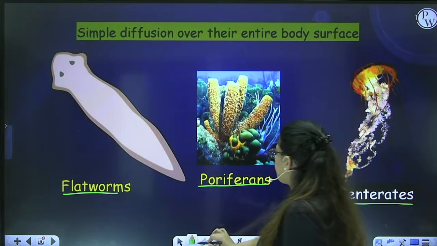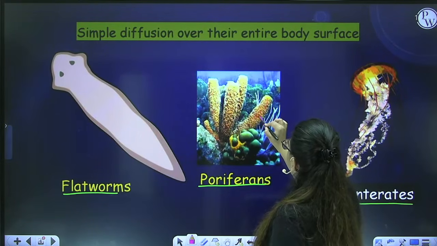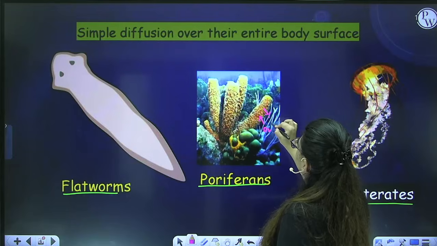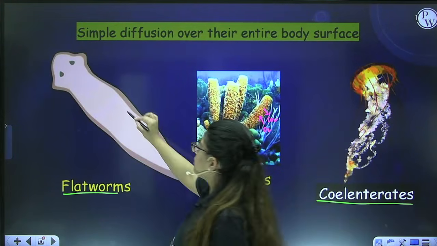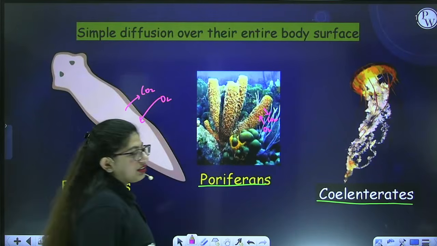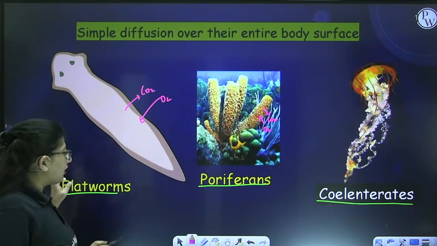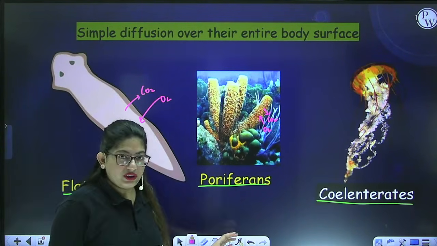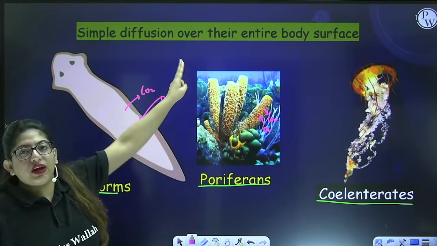For example, if this is a poriferan, right? Here oxygen can enter and CO2 can leave directly through the body. Just like that, here CO2 will leave and oxygen will enter. Similarly with the ciliate. So all these organisms, what? Flatworms, poriferans and ciliates, they respire through simple diffusion.